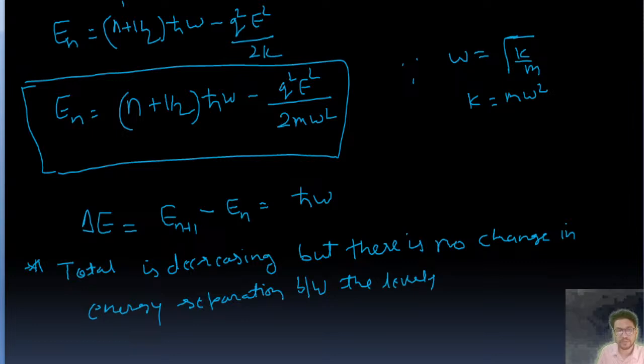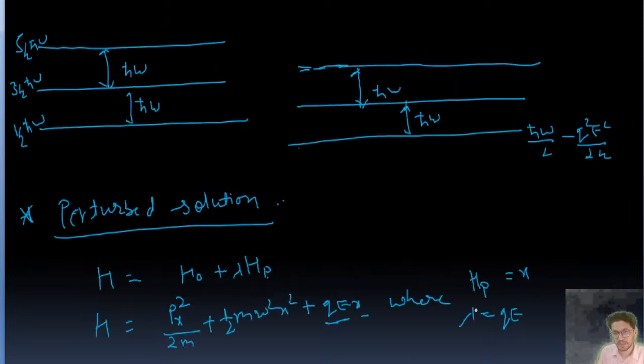Next, now we have got these values, right? So lambda is qE, HP is x, and this is the actual Hamiltonian before perturbation. Now we will find the zeroth order solution. Similarly, the zeroth order solution, that is also what we know, that is called the known solution. We know it, right?